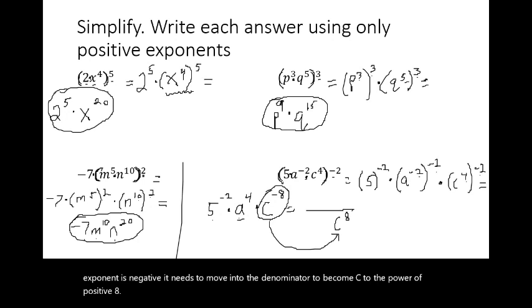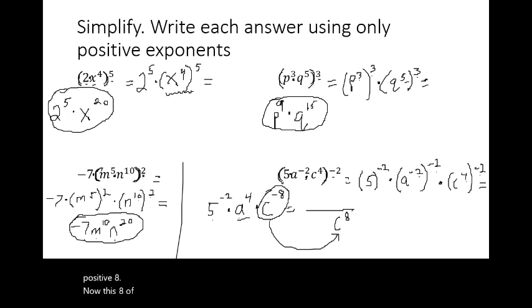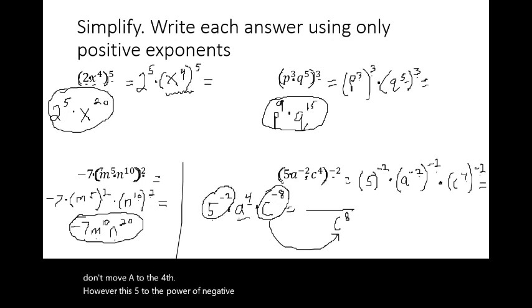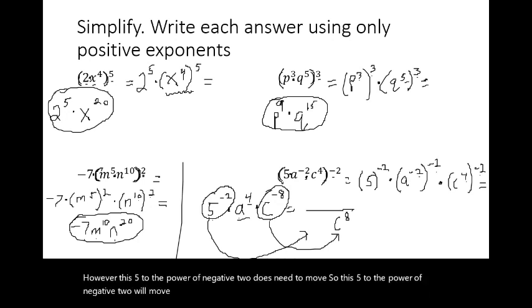Now this a to the 4th was a power of +4. Because of that, we don't need to touch a to the 4th. This doesn't need to go anywhere, so please don't move it. Actually, moving it would make it worse, so just don't move a to the 4th. However, this 5 to the power of -2 does need to move, so it will move into the denominator to become 5 to the power of +2.